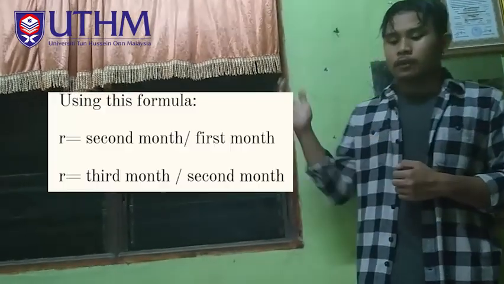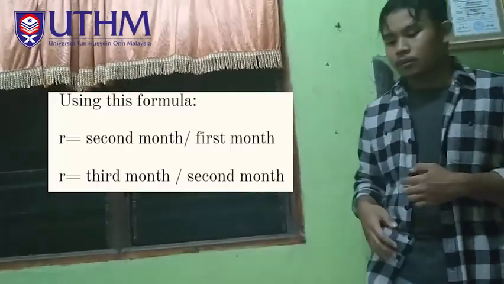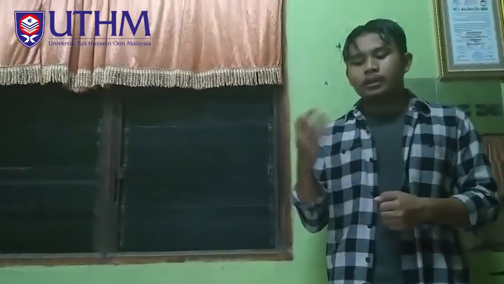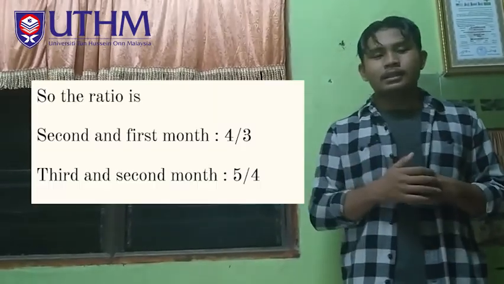The question wants us to find the ratio between the second and first month and the third month and second month. So I'm gonna put this formula and the solution beside me too. You can see the ratio between the second month and first month, and the third month and second month, is not the same. So that's all for me.